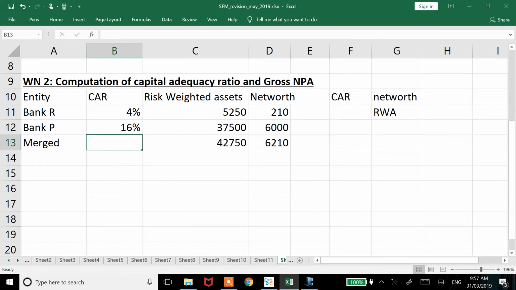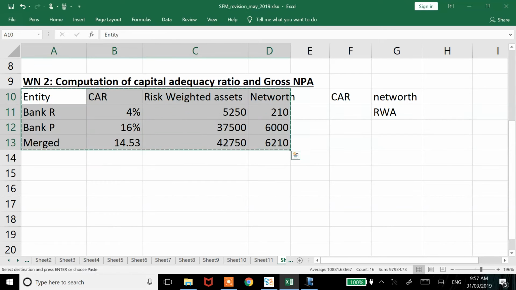My final capital adequacy ratio number is 14.53. Whatever the formula, the denominator will be the third column and the numerator is going to be the fourth column. In effect, I want column 2 into column 3 to be the last column. That has to be maintained.